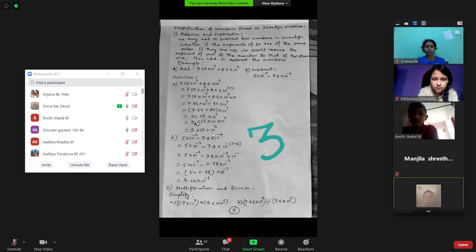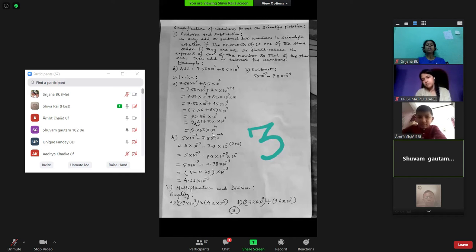Sir, in the fifth step you have written 92.56 into 10 cube, and after that only 10 is there. It should be... in which step?